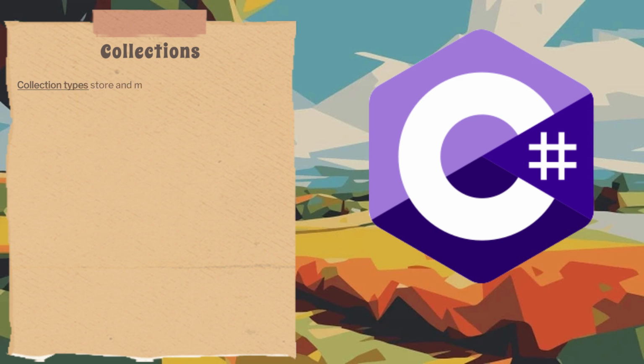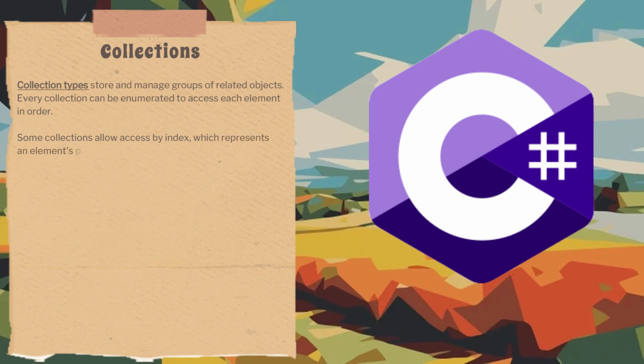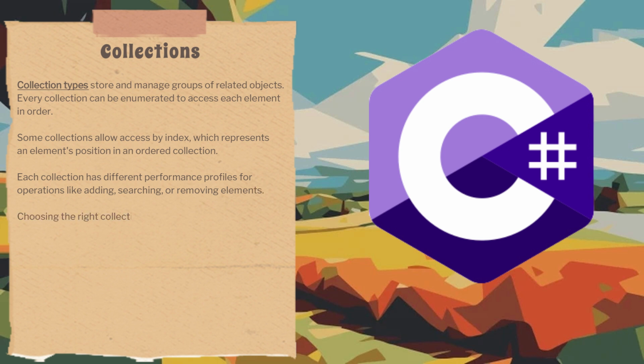Collection types store and manage groups of related objects. Every collection can be enumerated to access each element in order. Some collections allow access by index, which represents an element's position in an ordered collection. Each collection has different performance profiles for operations like adding, searching, or removing elements. Choosing the right collection depends on performance requirements.